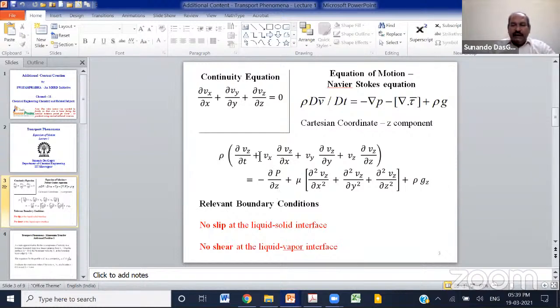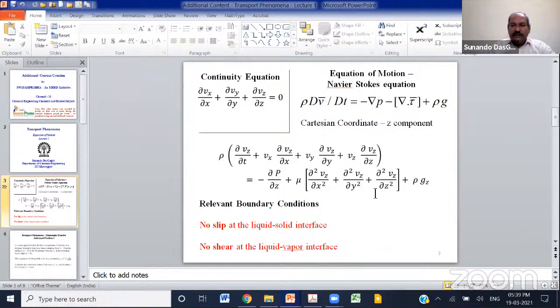All terms in the Navier-Stokes equation are force per unit volume. So pressure is Newton per meter square, and you have another Z over here. So it's Newton per meter cube. So it's force per unit volume.